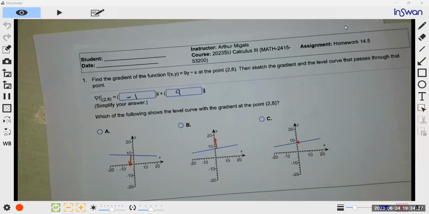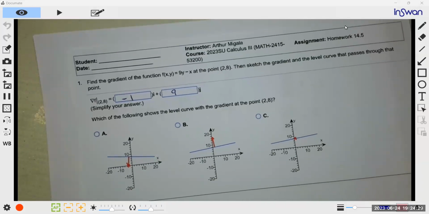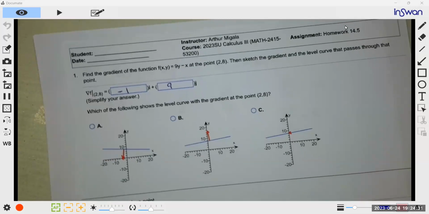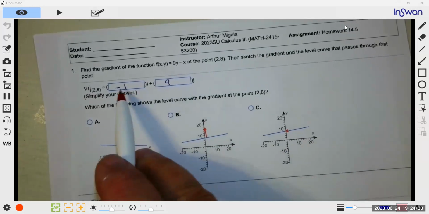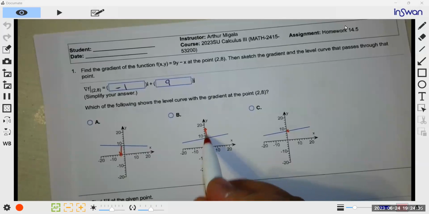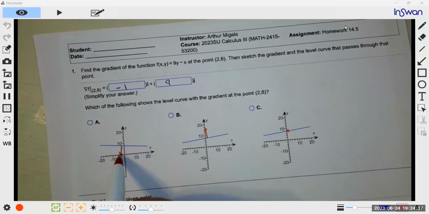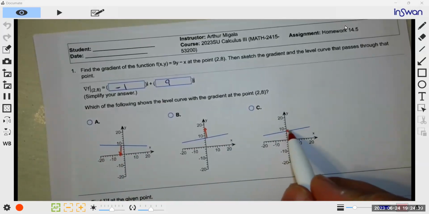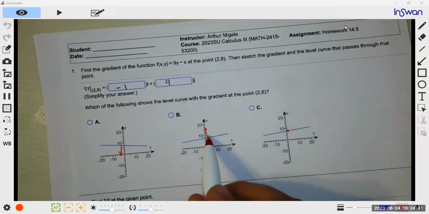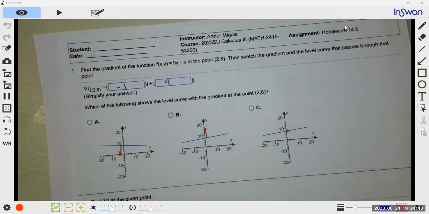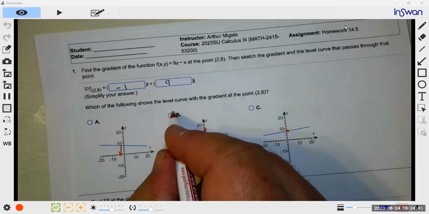All right, now that also helps us to draw the graph because it goes back 1 and up 9. This is down, down. This is almost non-existent. So back 1, up 9, and there we have it. So the answer is B.